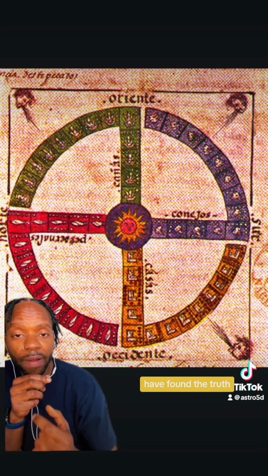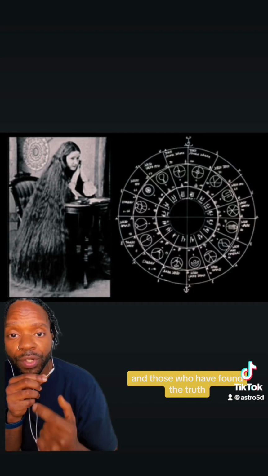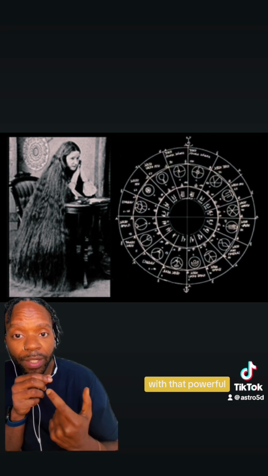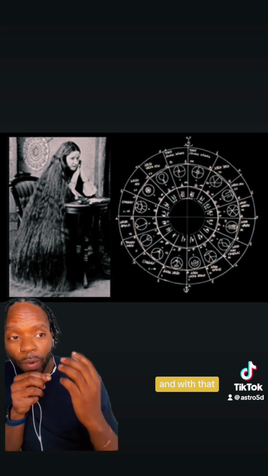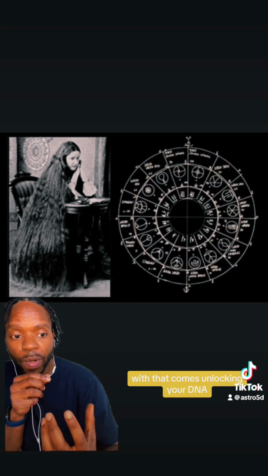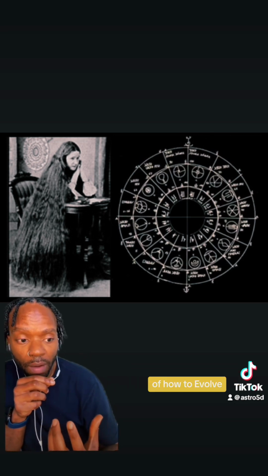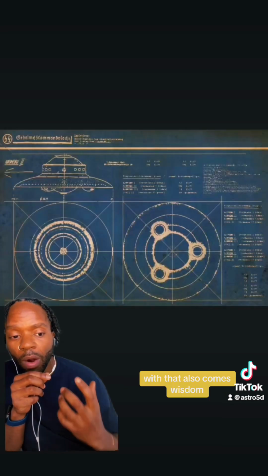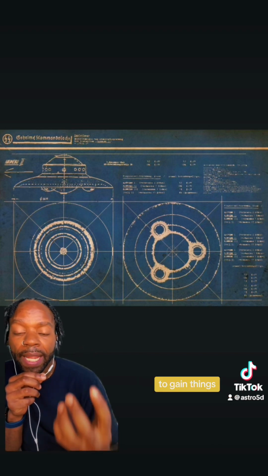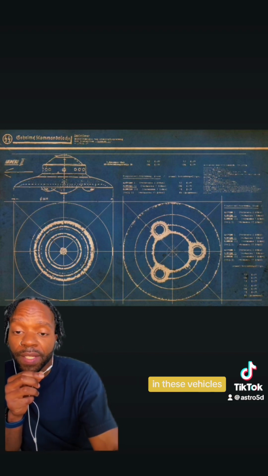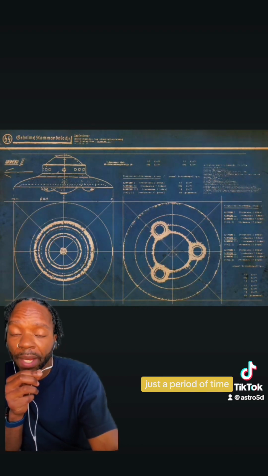So many others have found the truth because they sought after it daily. And those who have found the truth found ways to connect with it, right? Connect with that powerful electromagnetic field, like growing out your antenna, your hair. With that comes knowledge, with that comes wisdom, with that comes unlocking your DNA and remembering the secrets of how to evolve consciously and spiritually. With that also comes wisdom of how to utilize this electromagnetic field to gain things like free energy and these vehicles that bend what we know as space and time. And space is just a period of time.